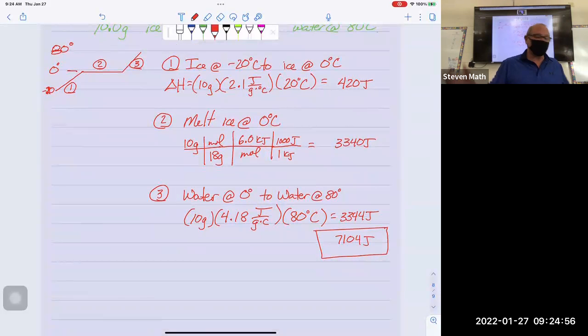Yeah, there's not much difference. We're just bringing thermodynamics back into our phase changes.